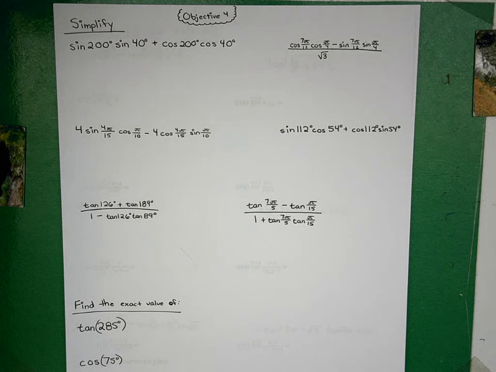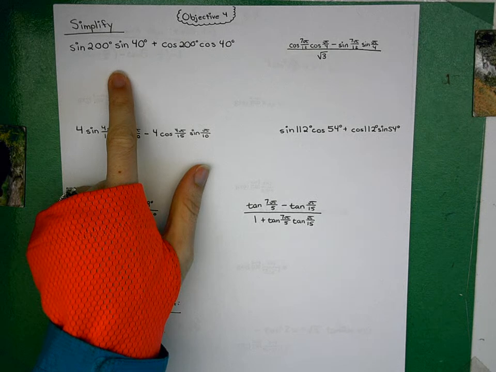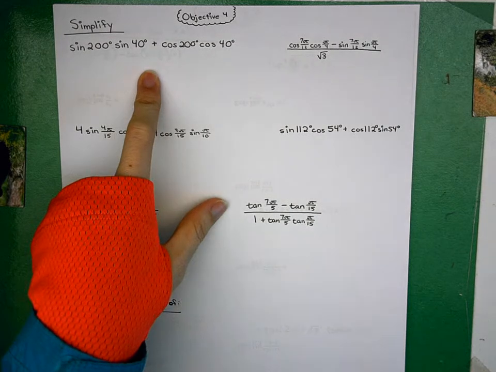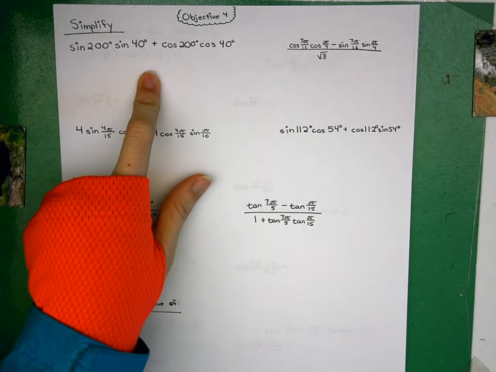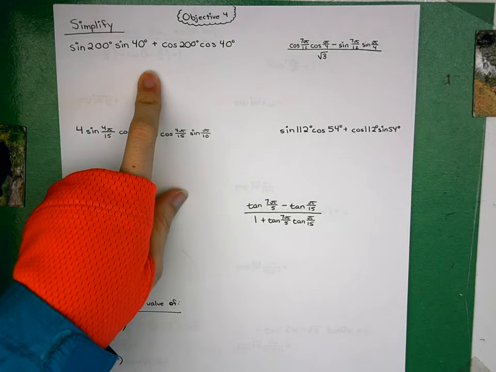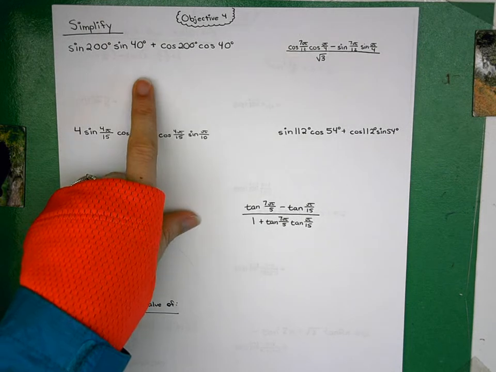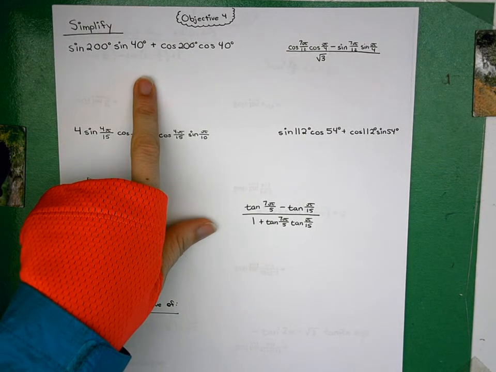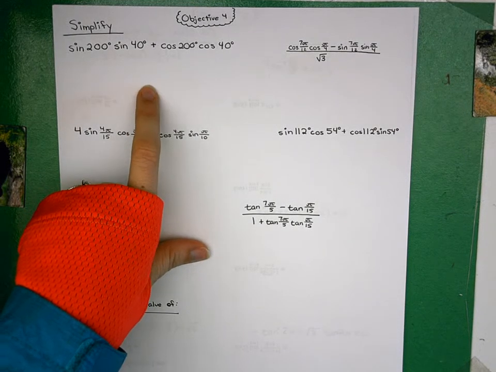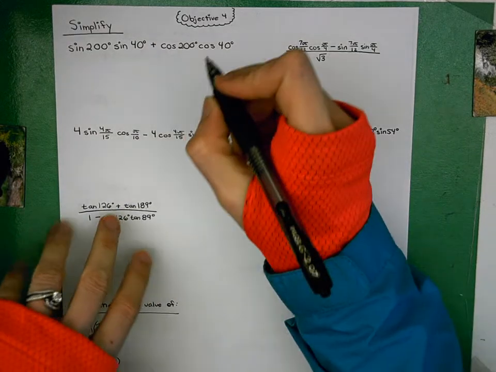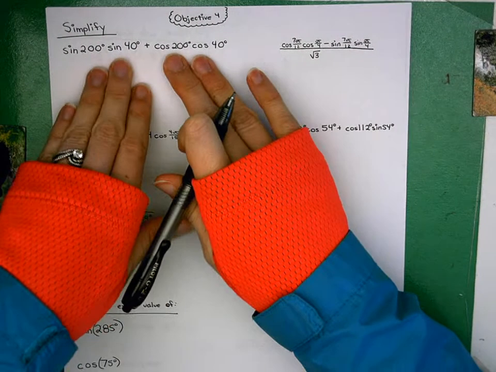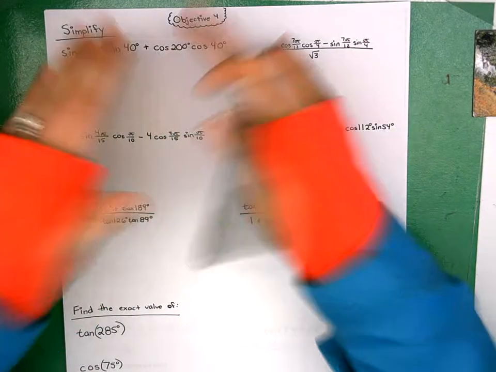Okay, so the first one we've got here is sine of 200 degrees times sine of 40 degrees plus cosine of 200 degrees times cosine of 40 degrees. Go ahead and pause the video, give this one a shot, and restart it when you're ready. Okay, so as we look at our angle addition laws in objective 4, this one looks the most like our cosine of alpha minus beta rule. Now for cosine alpha minus beta, these two are reversed. And so initially here our problem is actually backwards, but that's okay.